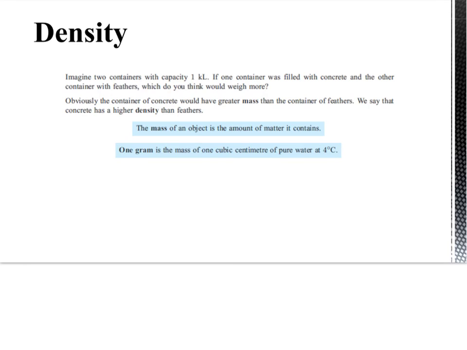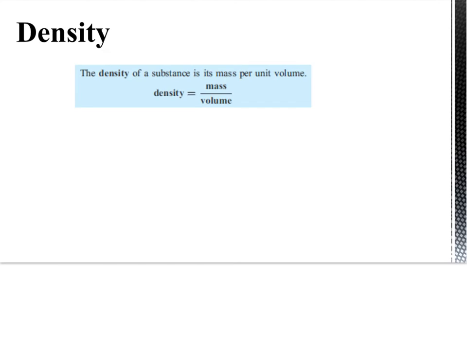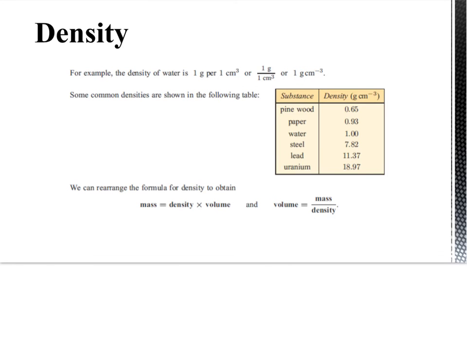Density. The mass of an object is the amount of matter it contains. 1 gram is the mass of 1 cubic centimeter of pure water at 4 degrees Celsius. The density of a substance is the mass per unit volume. So that's the mass over volume. That's how we find it: mass divided by volume. Here are some common densities: pine wood, paper, water, steel, lead.